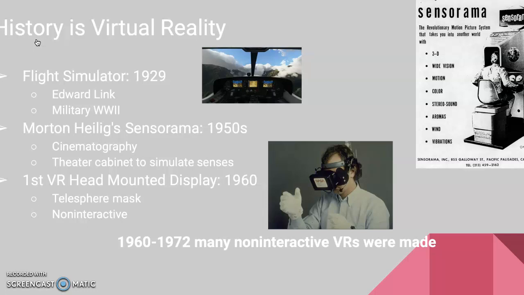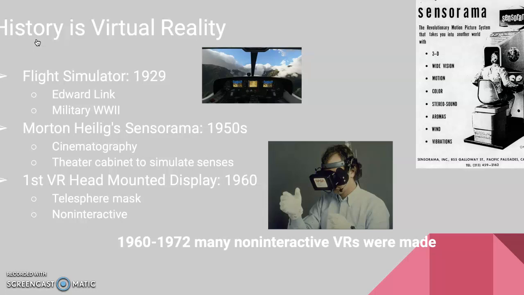In 1950, Morton Heilig's Sensorama came out, which was essentially a really large process in the cinematography field. It created a motion picture system through 3D, wide vision, motion, color, stereo sound, aromas, wind, and vibrations. The way that I look at this, it's something very similar to our 4D theaters that we have now. They really wanted to get you inside of like an immersive experience and make sure that you were there in your movie. It was a theater cabinet to simulate the senses, which, as you can see over to the right, that's a photo of it, and you can tell that you're definitely in that experience.